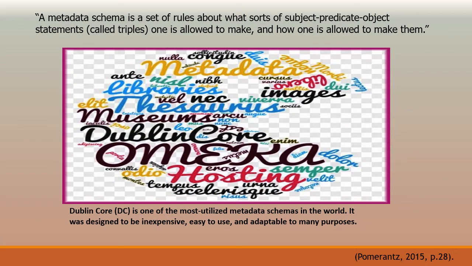A metadata schema is a set of rules about what sorts of triples one is allowed to make and how one is allowed to make them. Dublin Core is one of the most utilized metadata schemas in the world. It was designed to be inexpensive, easy to use, and adaptable to many purposes.